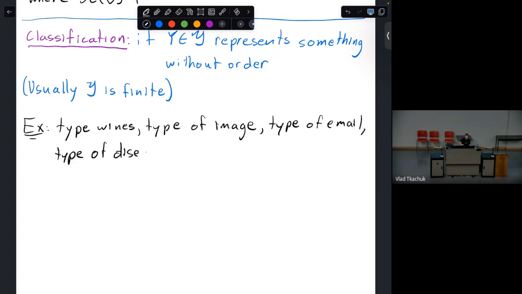Okay, so it turns out that it's useful to treat these two things differently because they have different intuitive understandings, and so we're going to design the loss in a different way as well.